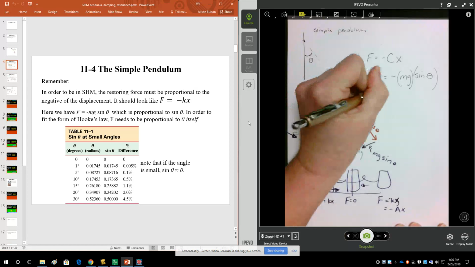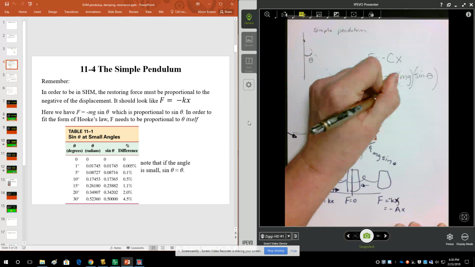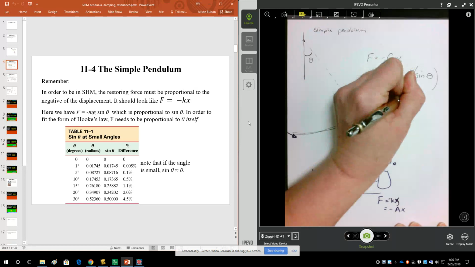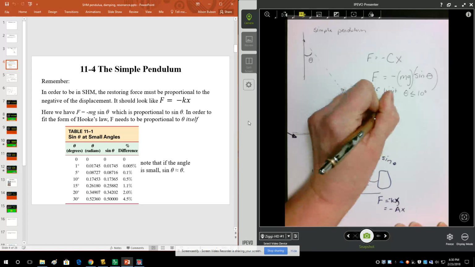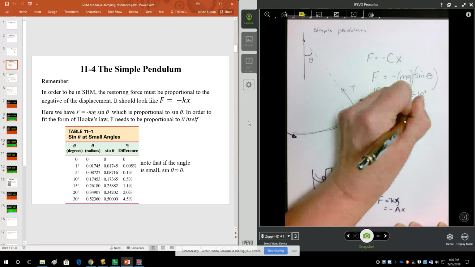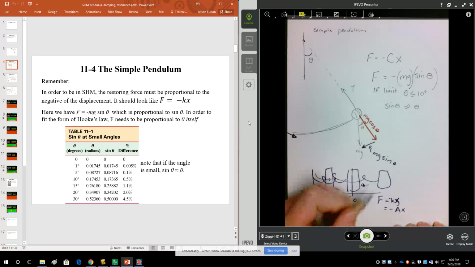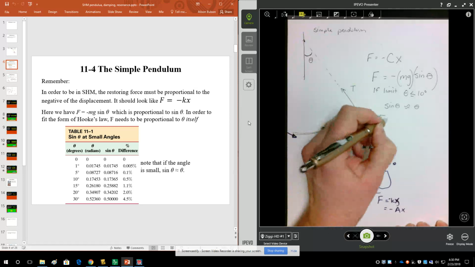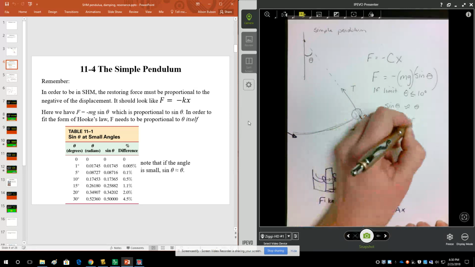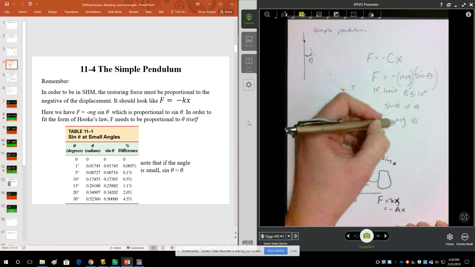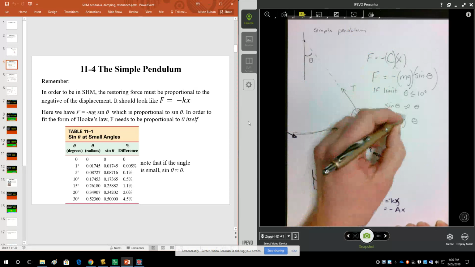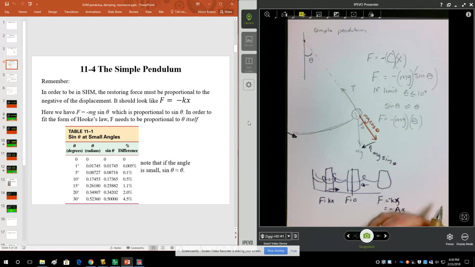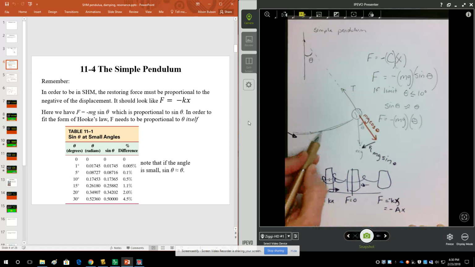So if we limit to theta less than or equal to, let's say, 10 degrees, then we're going to say sine of theta is approximately theta. And now we're getting closer, right? Now we're going to say our force is equal to negative mg theta. It's starting to look closer: negative c times how far you are. Here we have negative mg times angular displacement, but we're still traveling in a linear way, back and forth.